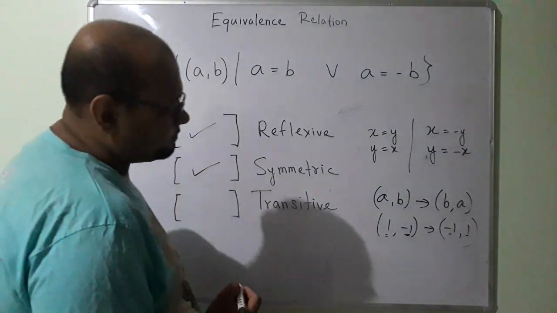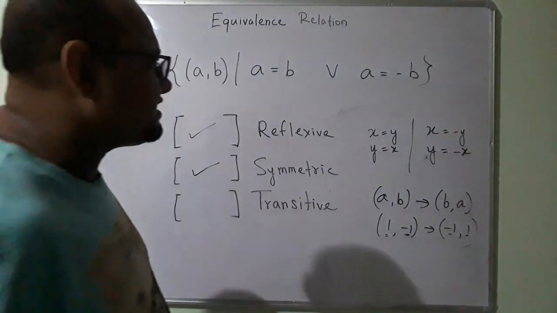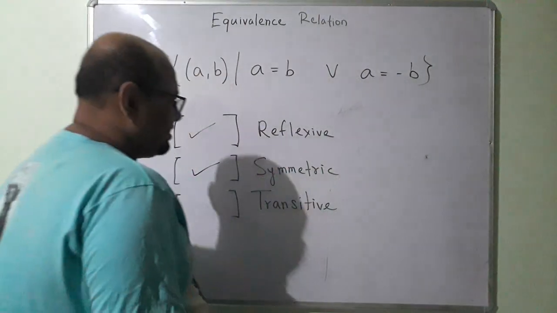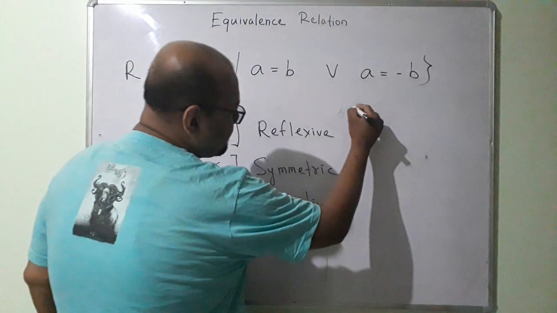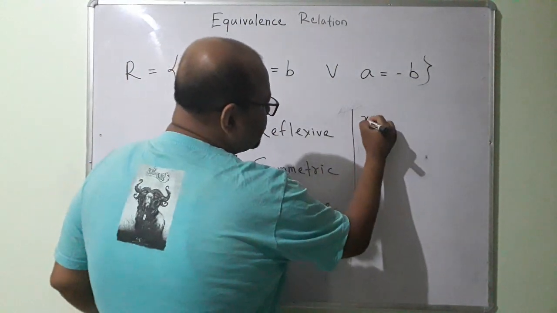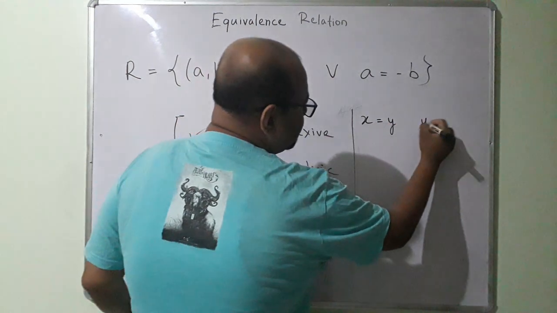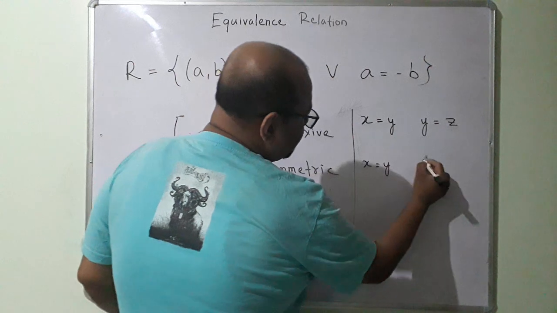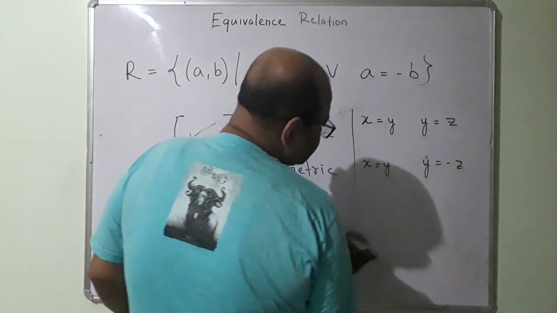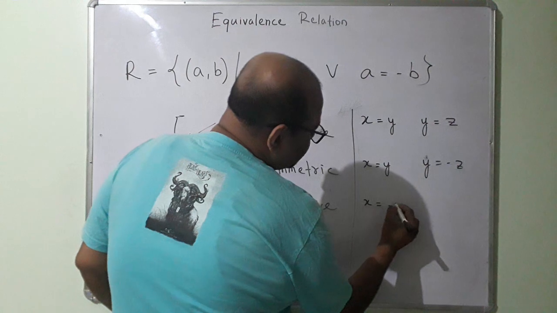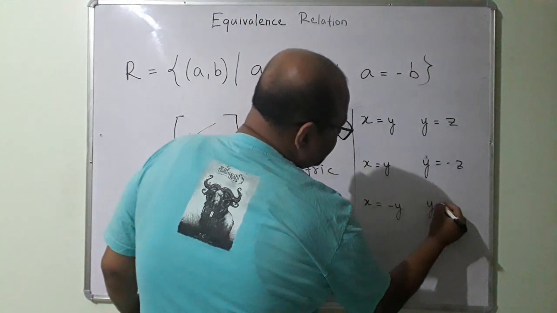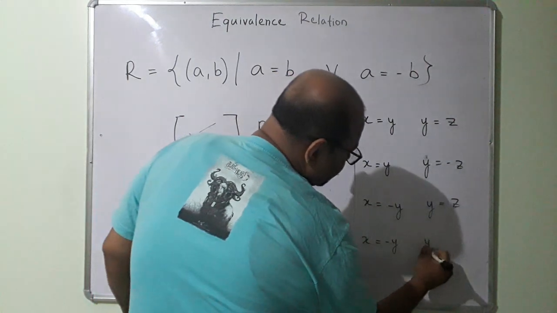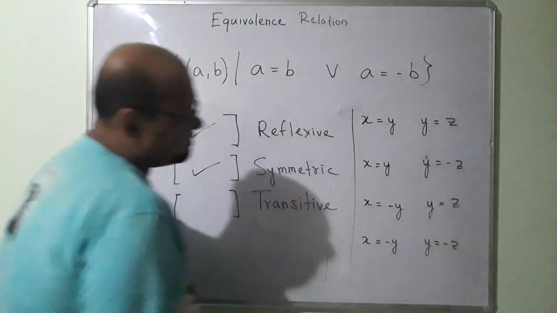Is it transitive? Now there are 4 cases that may arise. Let us look at the 4 cases. X equal to y and y equal to z may be one case. X equal to y and y equal to minus z may be one case. X equal to minus y and y equal to z might be another case. X equal to minus y and y equal to minus z might be another case.